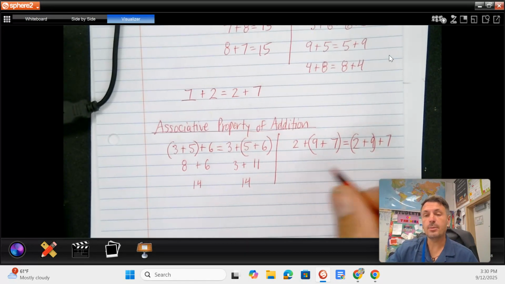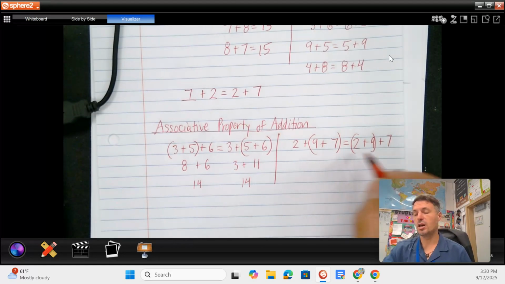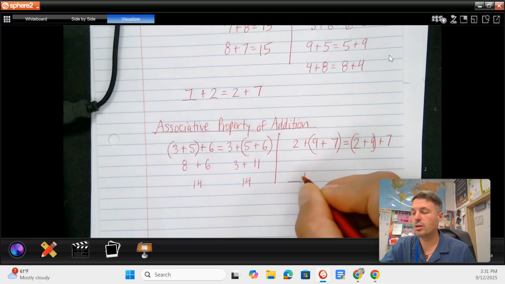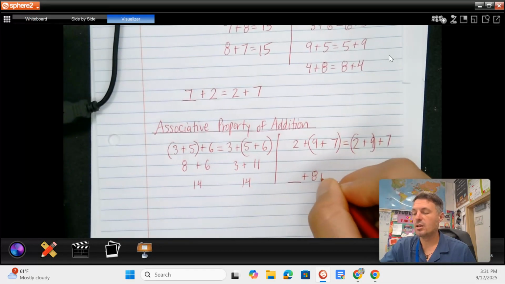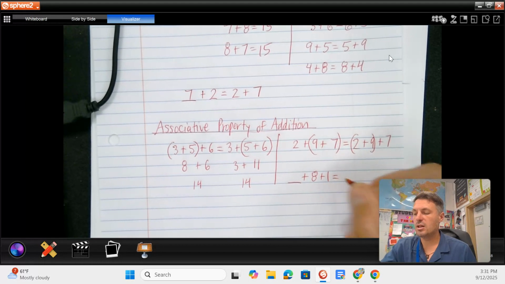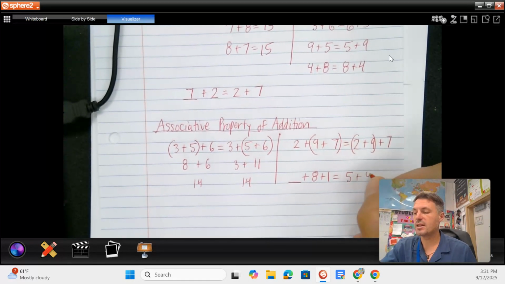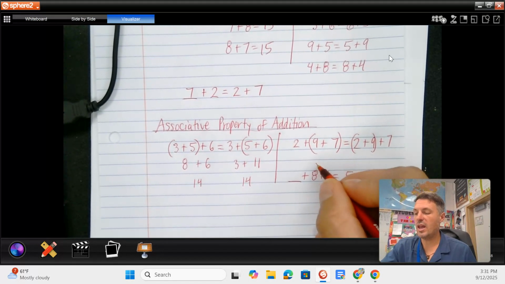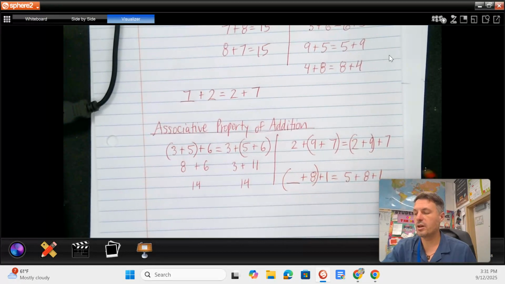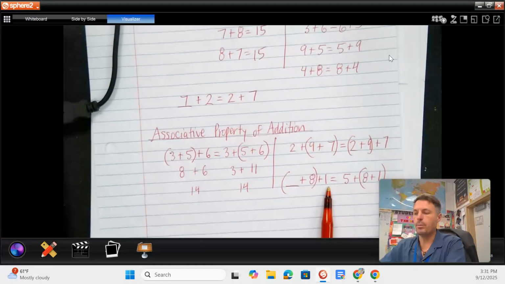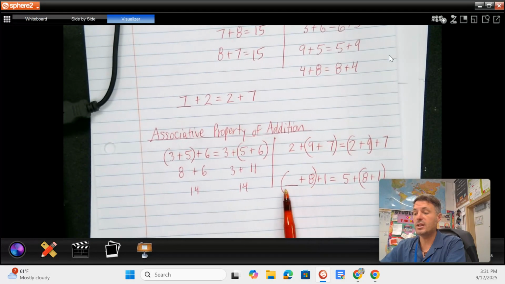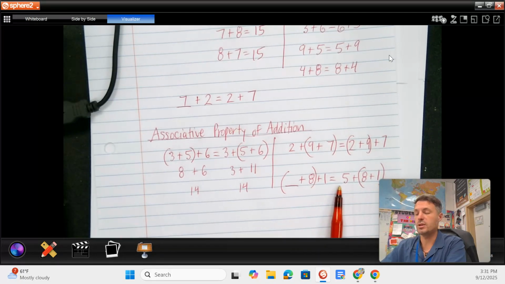And again, sometimes you can use this property to find an unknown. Like let's say it said unknown plus 8 plus 1 equals 5 plus 8 plus 1. And here the 8 and the unknown are grouped together, and here the 8 and the 1 are grouped together. Well, all you have to do is look and see what's the missing number on this side of the equal sign that is on this side of the equal sign.